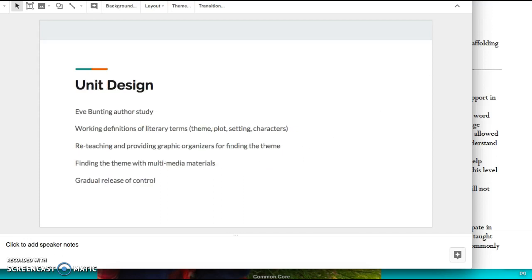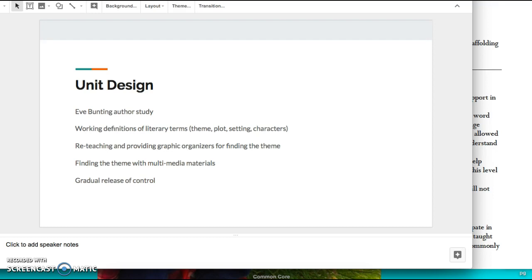Then it came time to teach the actual unit, so I used Eve Bunting as an author study. What I liked about this particular author study and why it lent itself well to theme is that she has a lot of stories that do have a variety of themes so that students wouldn't get used to just finding one theme over and over. There was also an interview that we were reading as part of our author study where she talked about the themes of some of her books, so we could kind of compare what we came up with against the interview, which was pretty cool.